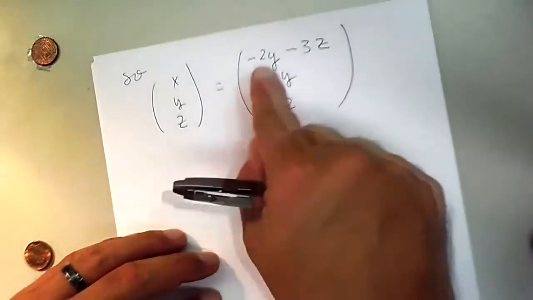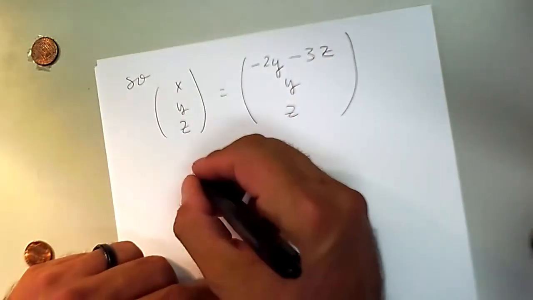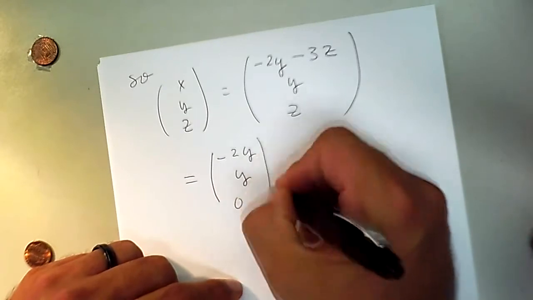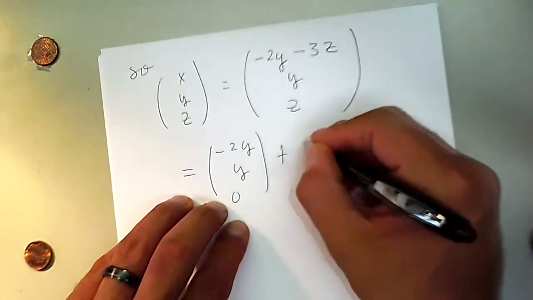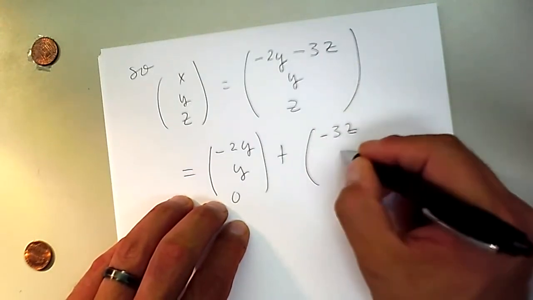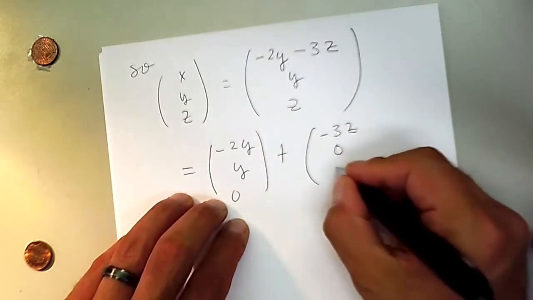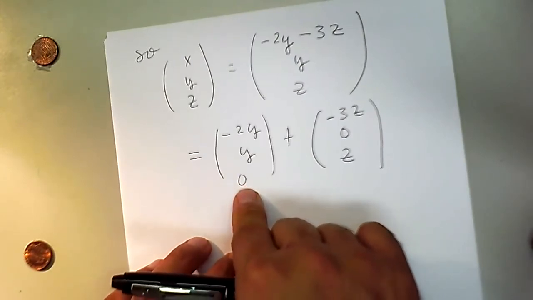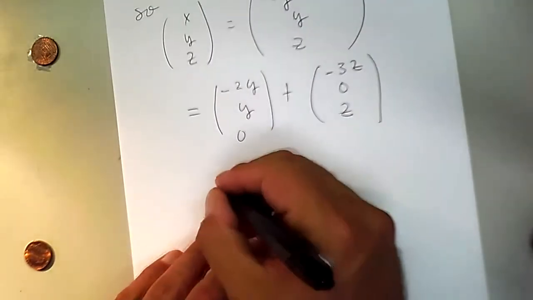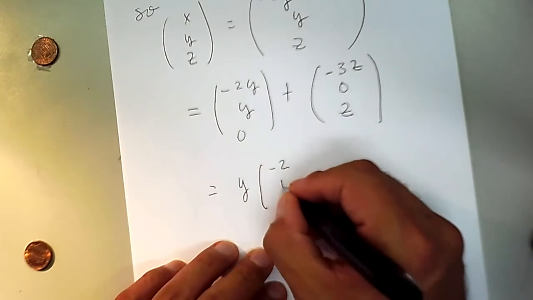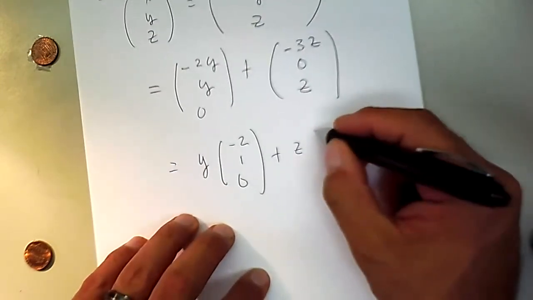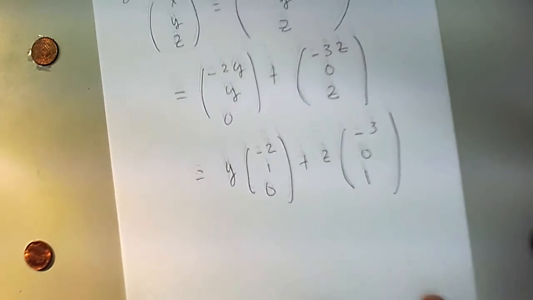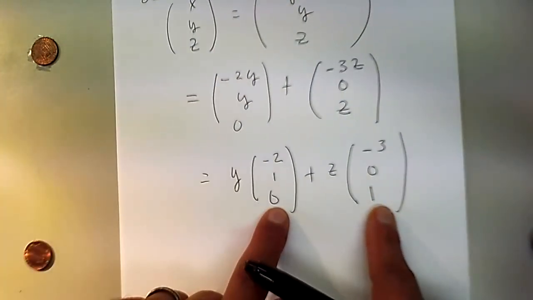Okay. Now let's take this apart. This is the same thing as negative 2y and y. So I'm just initially splitting this into y's and z's: negative 3z, no z in the second coordinate, and yes, z on the last coordinate. Here there's no y, so that's why we put zero. And then we can factor out the y and have negative 2, 1, 0, and we can factor the z and have negative 3, 0, 1. So those are the generators of the null space.